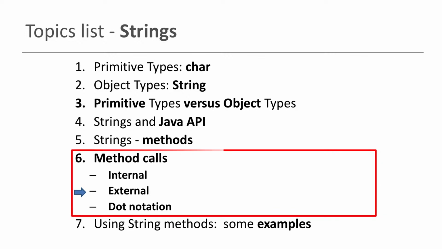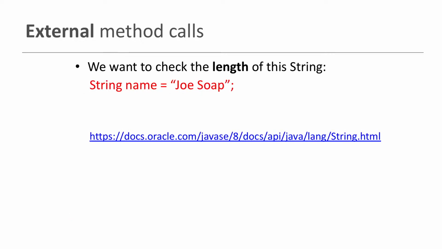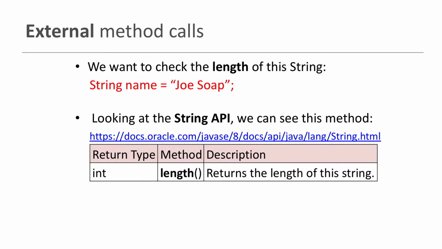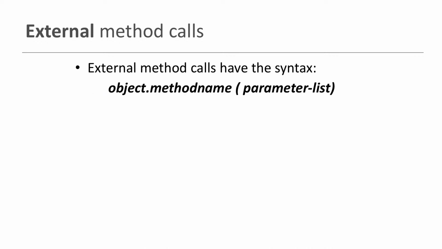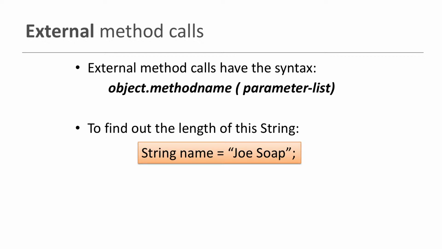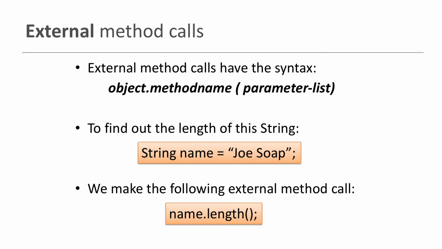Again, I'm skipping over this because this is really jargon and terminology. What we want to get to is how we call external ones. We want to check the length of this string, Joe Soap, so we would use the length method. A call to a method of another object is called an external method call. To do that, we have to introduce dot notation. To find out the length of the string name, Joe Soap, we use name.length(). So this is how you use it. This is the object, we have a dot, and we have the method name.